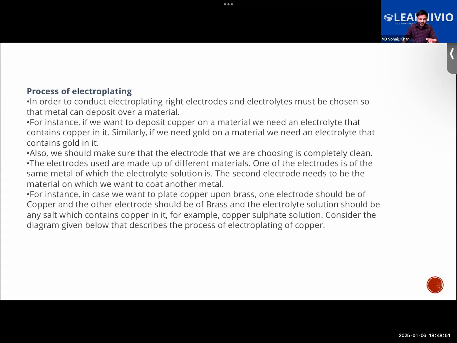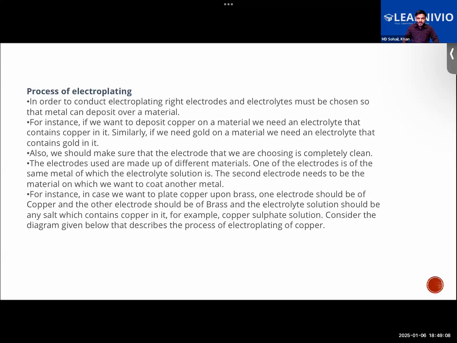If you have to do the deposition of copper over the brass, one of the electrodes has to be made up of copper, and the other has to be brass. You can't choose iron or silver electrodes here. Getting it, Khadija, Roni, and everyone?